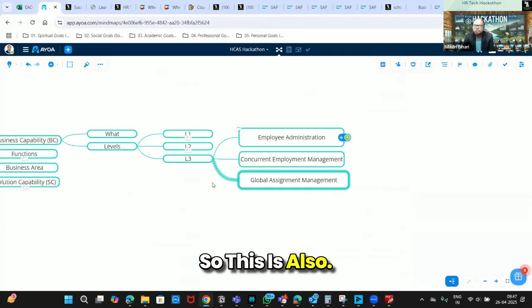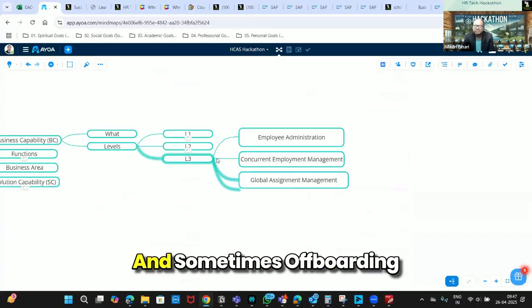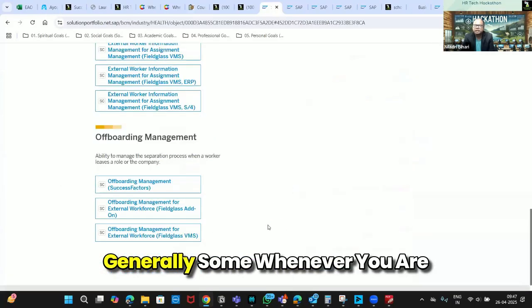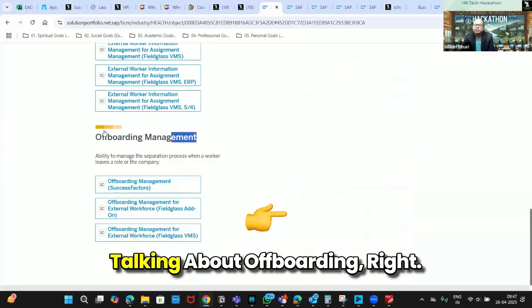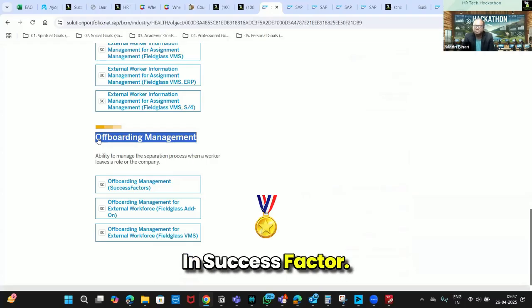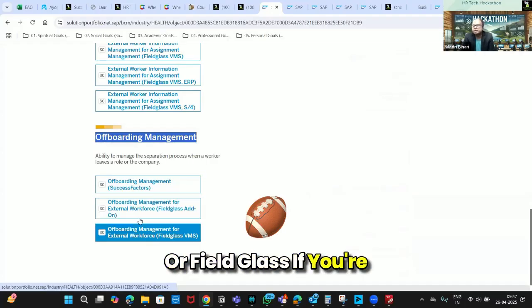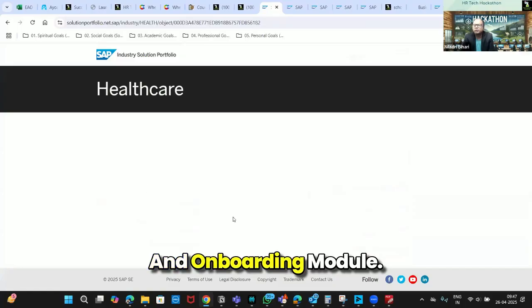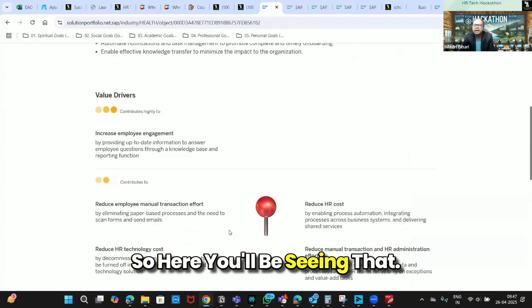So this is also, I will put it here. And sometimes offboarding is also part of this process. Generally, whenever you are talking about offboarding, an employee resigns in Employee Central in SuccessFactors, or Fieldglass if it's a contractual worker. So you will have a handshake between Employee Central and the onboarding module. Here you will be seeing that.